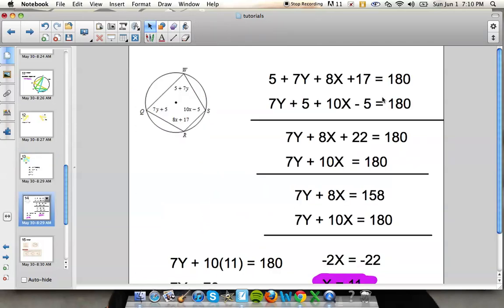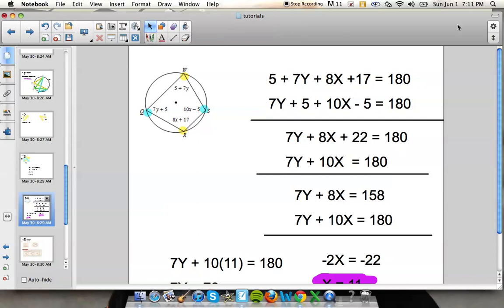This next one, when you have an inscribed quadrilateral, what that means is all of the vertices of your quadrilateral, your four-sided figure, is inside of the circle. So they are creating a quadrilateral inside of the circle with all of the vertices on the circle. When we have an inscribed quadrilateral, all of the opposite angles are going to be supplementary. So W and R are supplementary, and Q and S are supplementary.